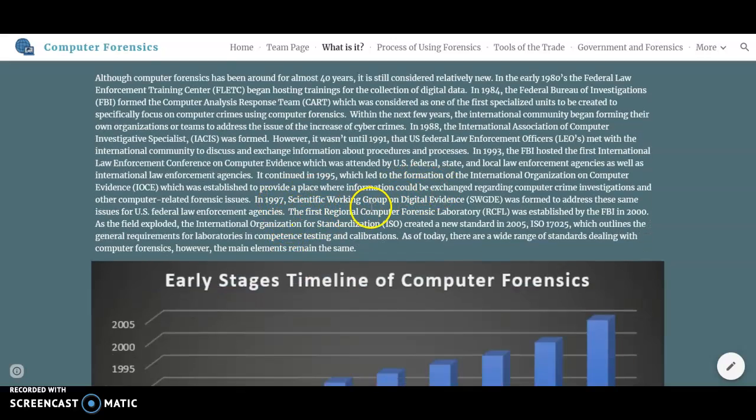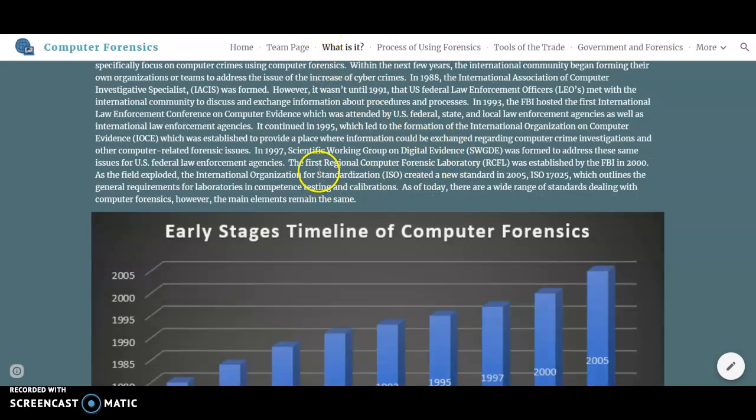Shortly after 97, the Scientific Working Group on Digital Evidence was formed, and these two groups were formed to address computer-related forensic issues and computer crime investigations. And then it wasn't till 2000 that the FBI actually created their first regional computer forensic laboratory to actually examine their evidence. So the first one was in San Diego back in 2000.